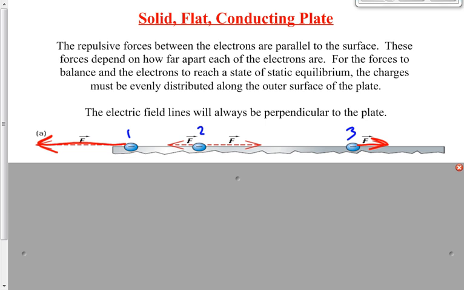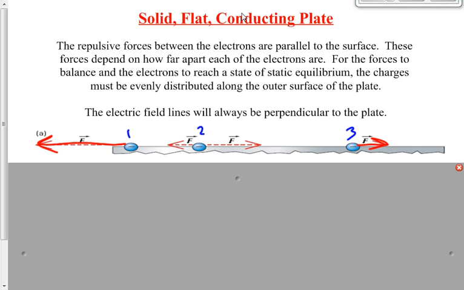Well, it's further away from one of them, right? The force of 1 on 3 is the same value as the force of 3 on 1. But the force of 2 on 3 is a lot less than the force of 2 on 1. So that gives us a net force to the right still, but a smaller net force to the right than the force on number 1.